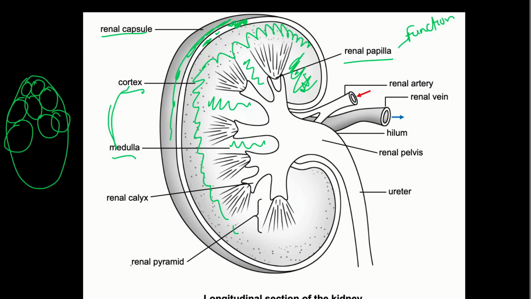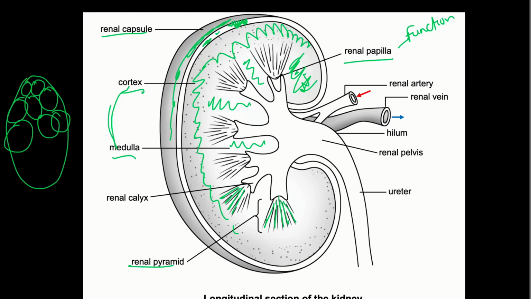Next, we'll look at the renal pyramids. The pyramids are these triangular looking structures called the pyramid because of their shape. So you can see that they are made up of quite a few tubes or ducts. Now, once again, we'll look at them when we look at the microscopic structure of the kidney.